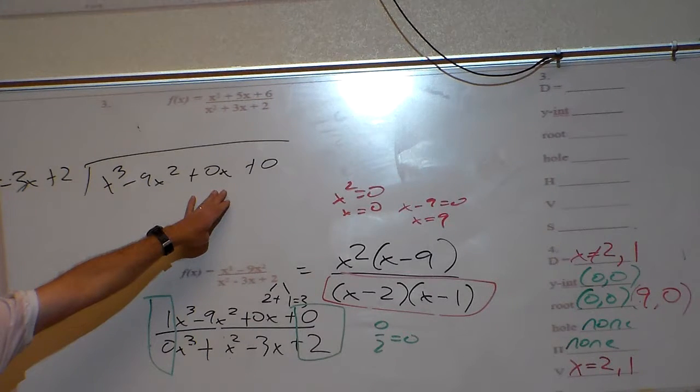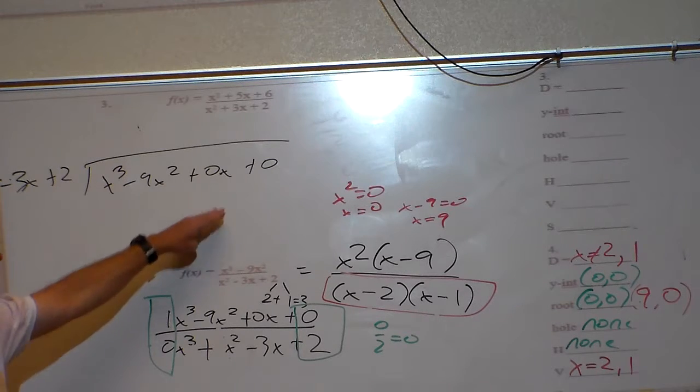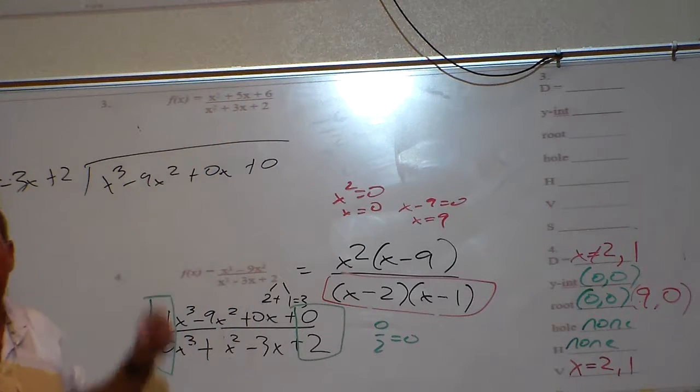Can you remind me real quick, when is there a hole? The hole occurs when you have 2 numbers the same.